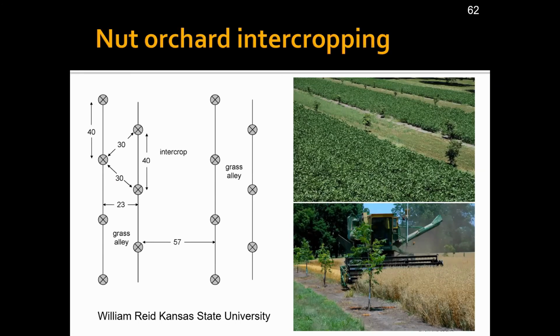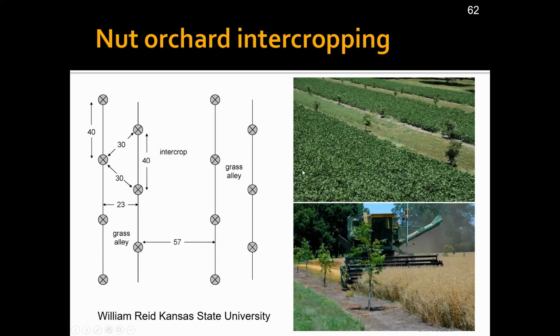This was developed for nut orchards. And you see here that you put the trees 40 feet apart, and the rows in between the trees are 23 feet. But then you leave a space of 57 feet. And here's where you're going to have the intercrop. Someone may ask me, why don't you grow a crop here in this alley? Well, just keep in mind that you still want access to work on these trees. So that's the function of this space.